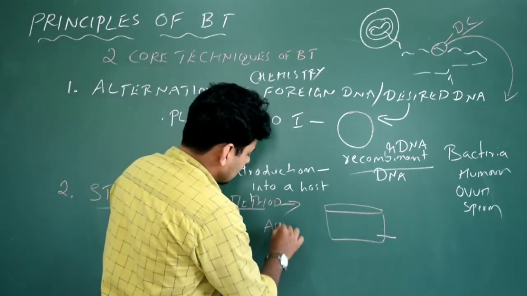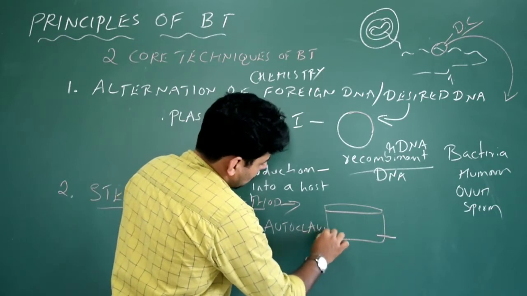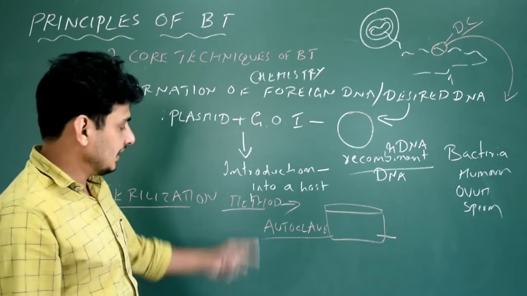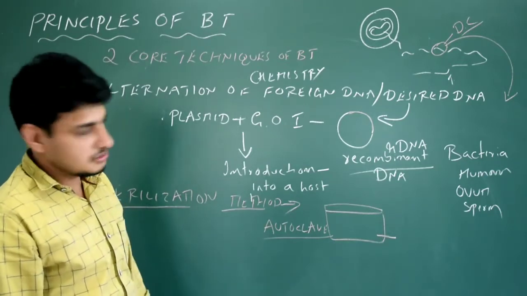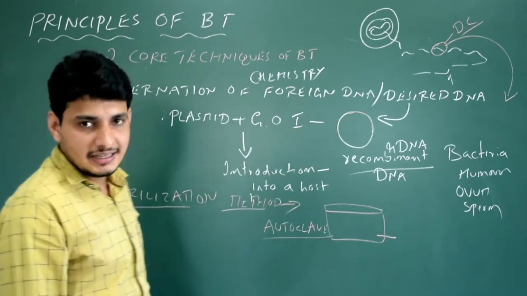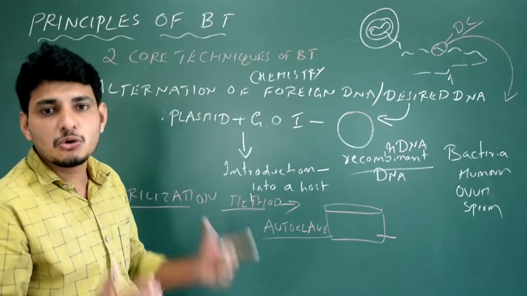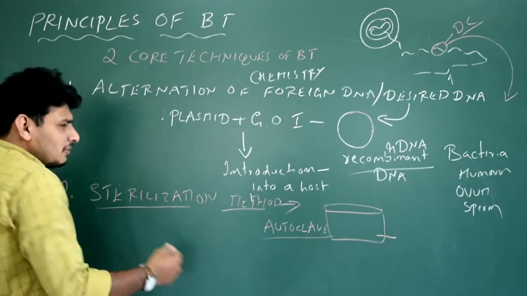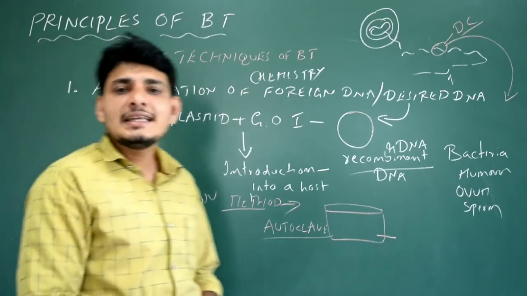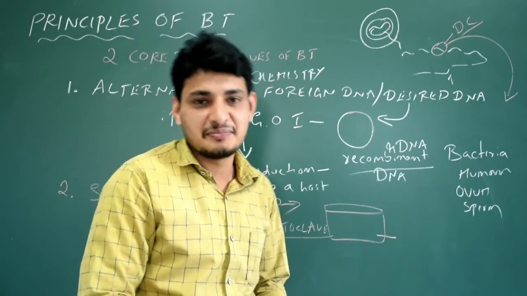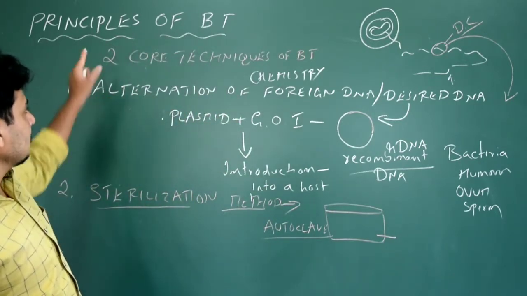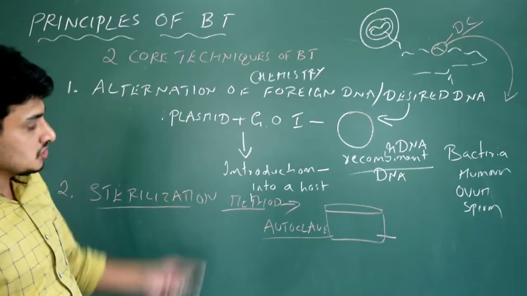Some examples are like the autoclave. Autoclave is nothing but like a pressure cooker. Simple, actually heat. Heat will kill any type of microorganism without damaging the recombinant DNA in the host, or even without damaging the host cell. So this is actually the sterilization method, or in simple words we can say maintenance of the recombinant DNA in the host cell. That is the sterilization method. Simple. So 1 and 2 are the two important principles of biotechnology.